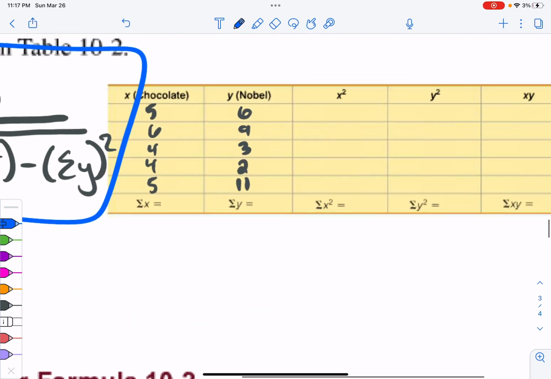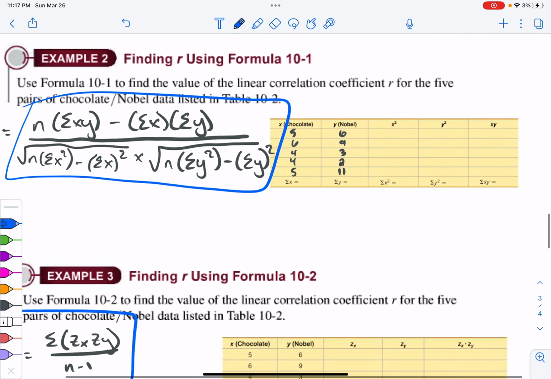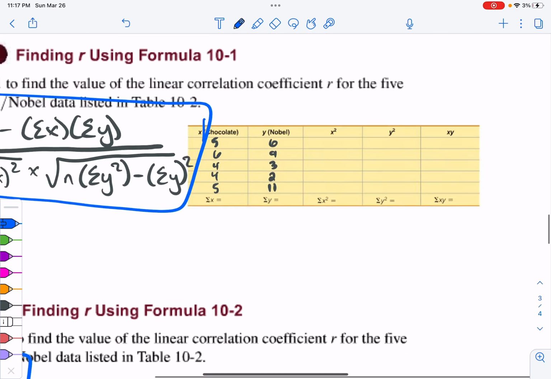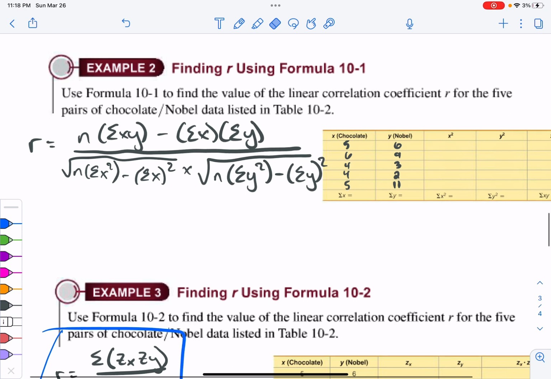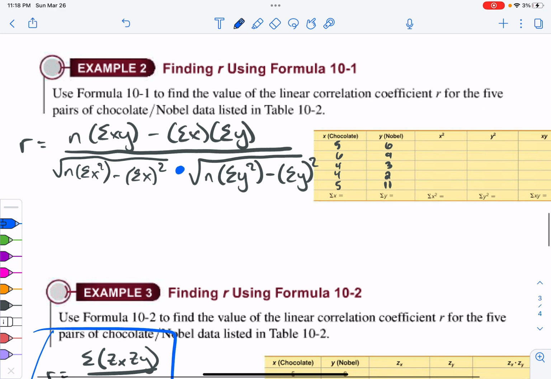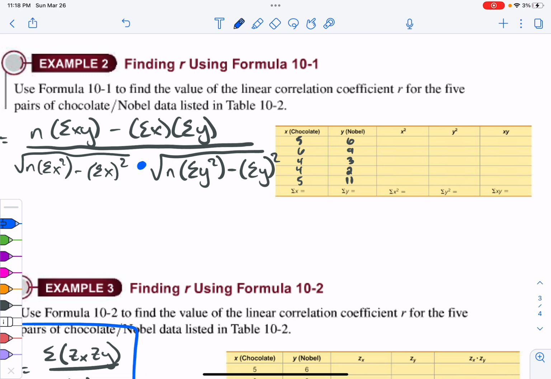So I've copied this data. Everybody go to example 2. I've copied this data right here into this table, and we're going to do this formula here. If you need to pause to write this down, I shouldn't put an X here. I should put a dot here because that means multiplication, right? There's a lot of X's going on. So that's a dot, that's multiplication. So we have this table, and we're going to fill in all of this stuff, okay? All right, so here we go.